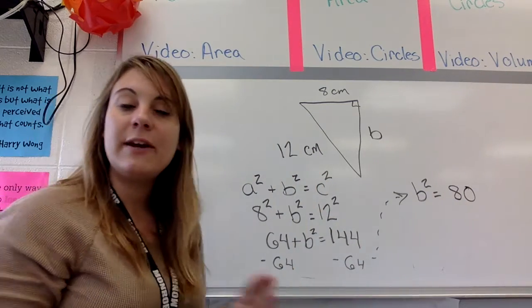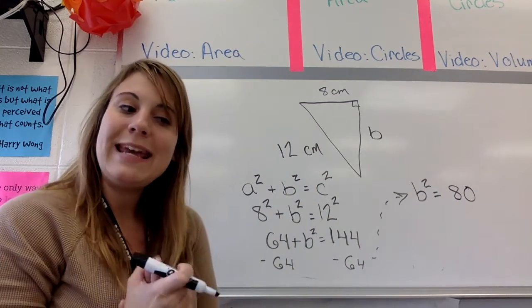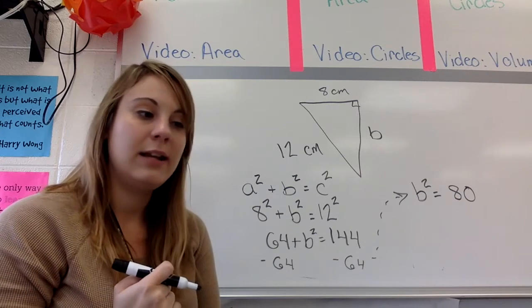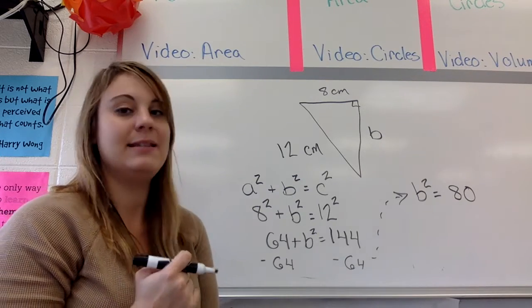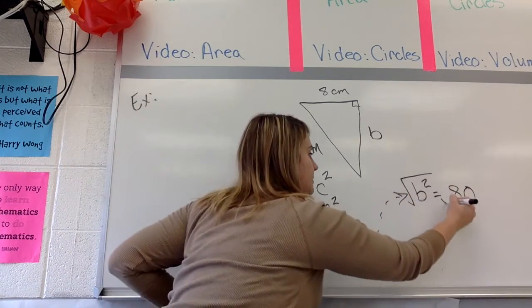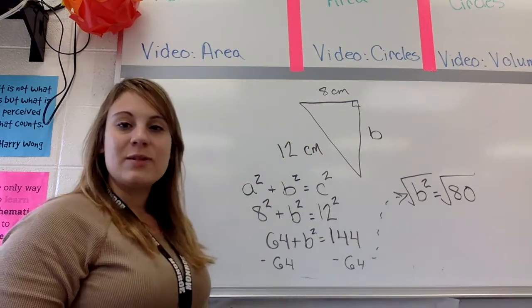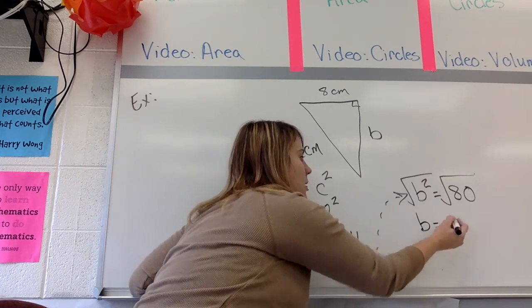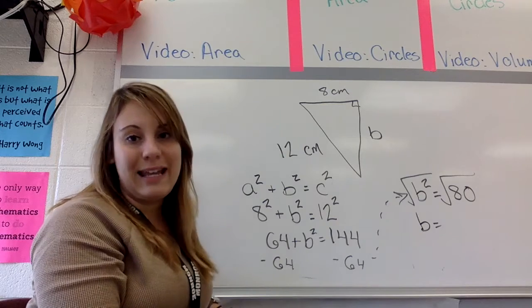All right, now again, be very careful. Our B does not equal 80, our B squared equals 80, and so we need to figure out what B is, and we do that by square rooting both sides. If we take the square root of B squared, we're left with B. And then the square root of 80.